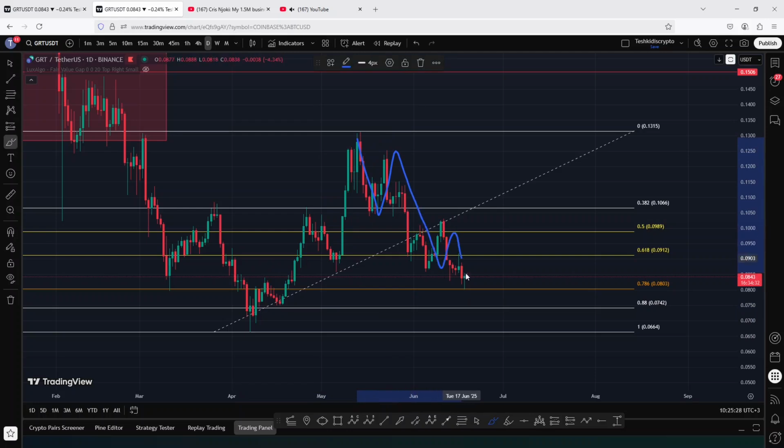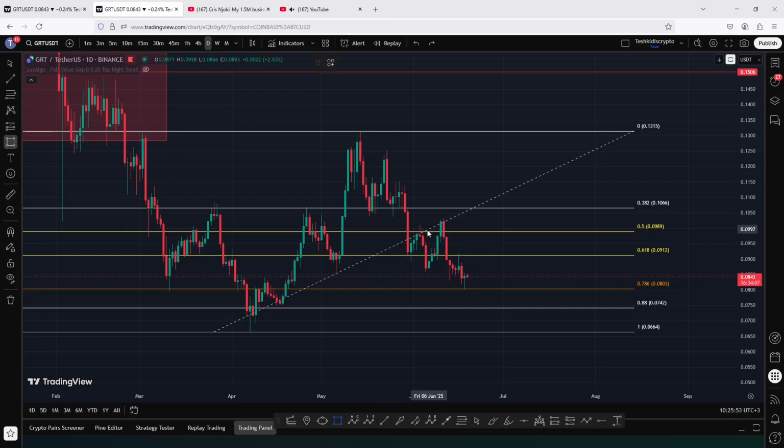And on this pullback over here, I have been expecting to see whether the graph is going to continue holding within Fibonacci key areas of support between the Fib level 0.5 and the Fib level 0.78, and that is between the 0.0803 and the 0.0989, and I can mark that target area here on the chart.